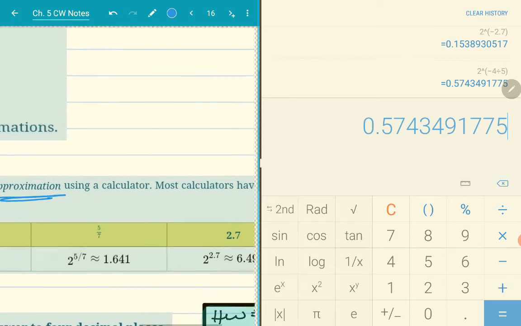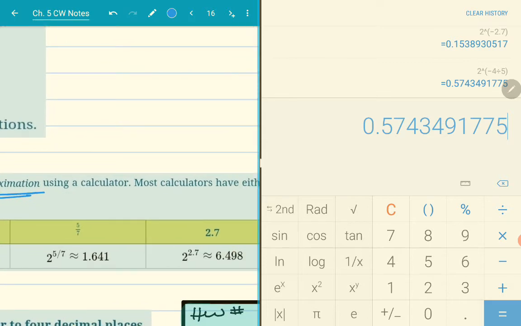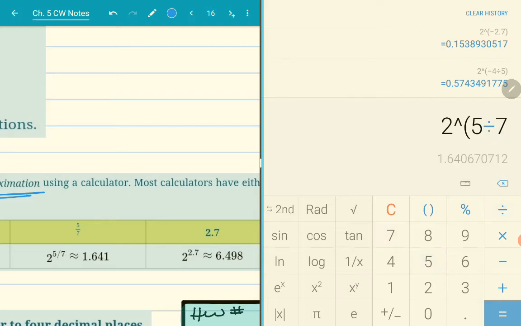And then what happens as that fraction becomes positive? Okay, I'm going to clear that, and I'm going to go 2 to the power of 5/7. So I didn't need a negative sign this time, so I didn't get a double parenthesis. And I round that off to 1.64. That 0 becomes a 1 because the 6 is 5 or greater. So I round up, and I get 1.641.